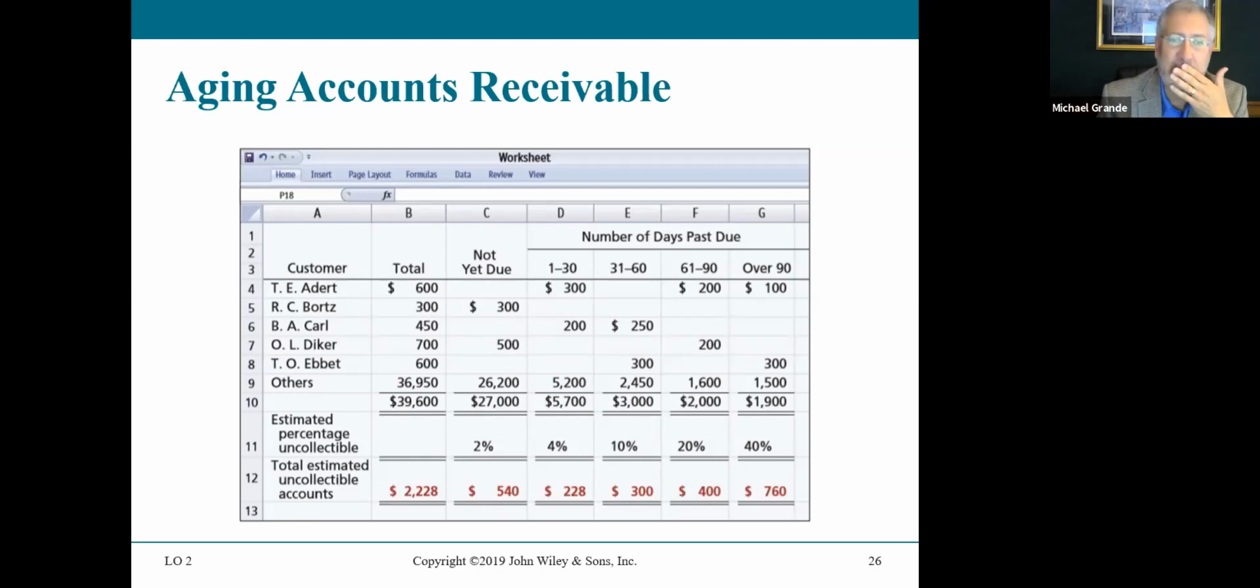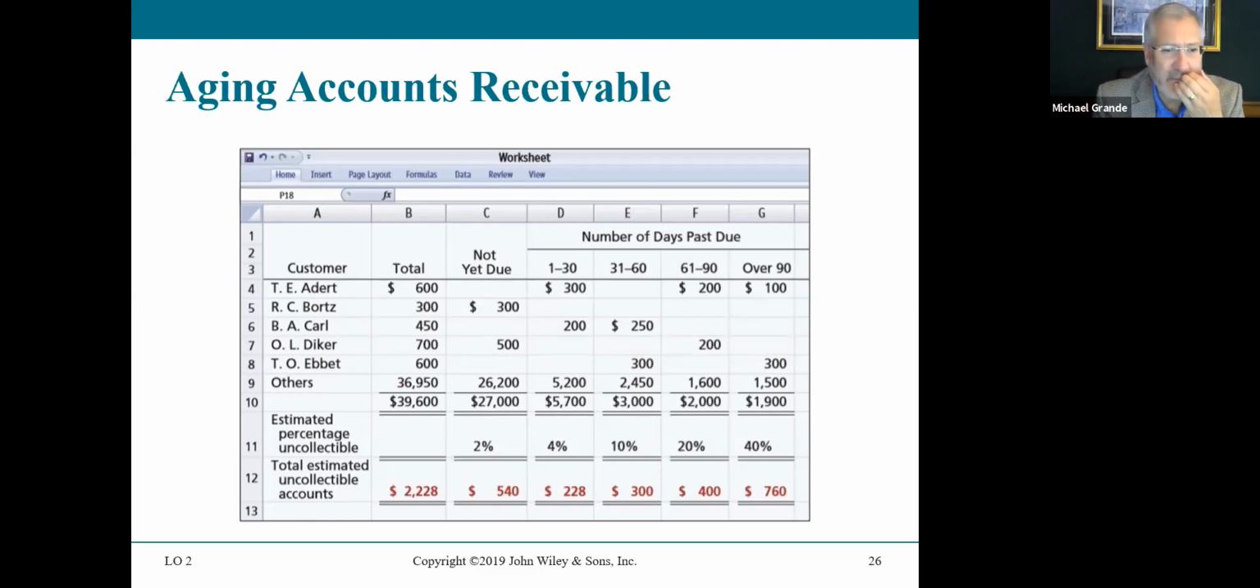So you can see in column C, you've got $27,000 that's not yet due, probably 2/10 net 30, probably less than 30 days old. So they say, look, it's not yet due, only 2% of those are uncollectible. But as the receivable gets older, based on a comparison between the date of the sale and the current date, which is how they get the number of days, the older it is, the greater the chances of it not being collected. Look at that last column, G, over 90 days. They estimate 40% of those to be uncollectible.